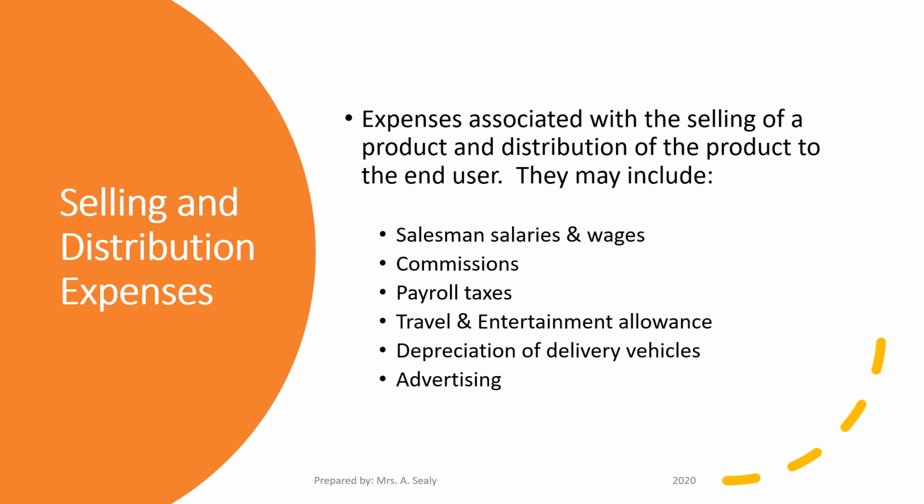Another one, for example, is the depreciation of the delivery vehicles. So you have delivery vehicles that are for the distribution, getting the product to the customer. So then any depreciation on those vehicles will fall under selling and distribution expenses. Finally, the final one that I have here is advertising. You do your various advertising to get the product out there for sale, so that will fall under selling and distribution as well.